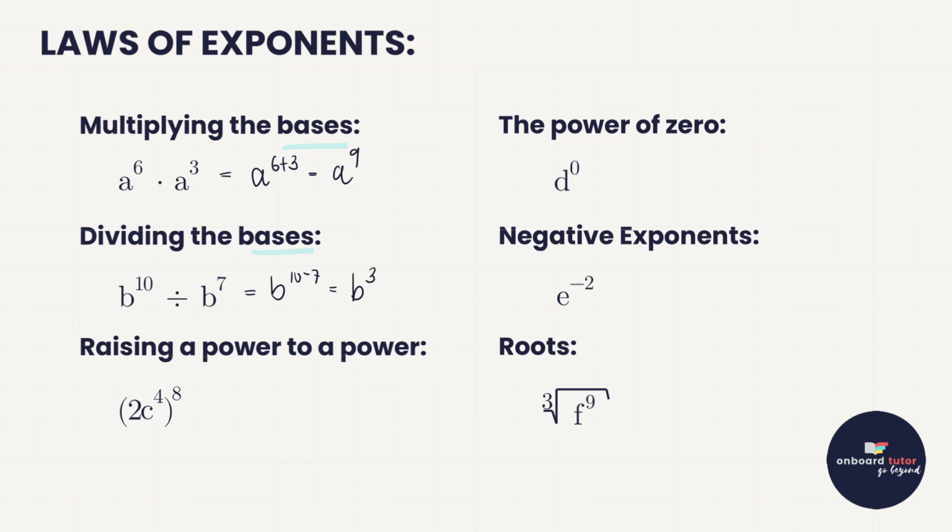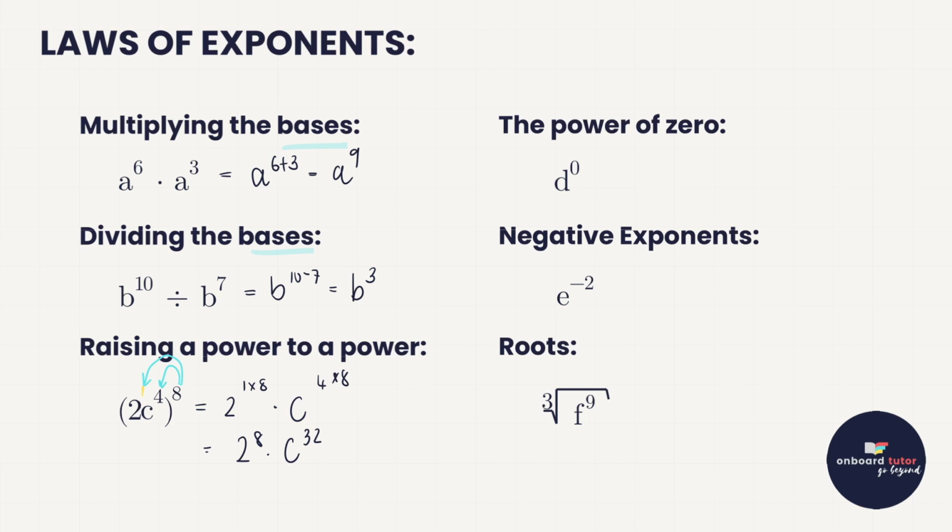Okay, when we raise a power to a power, we multiply the exponents. But what I see often is when we are given a number like this with a coefficient, students often forget that that also has an invisible exponent of 1. So when we multiply, we need to multiply that power into both of the exponents inside the brackets. So we're going to end up with 2 to the power of 1 times 8 multiplied by c to the power of 4 times 8. And that simplifies to 2 to the 8, c to the 32.